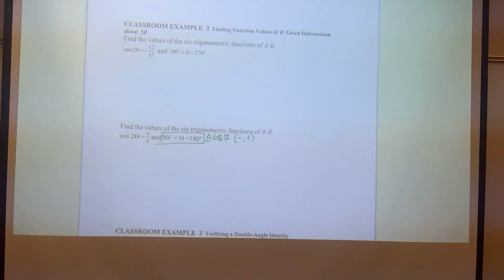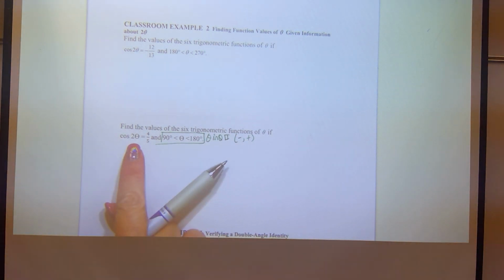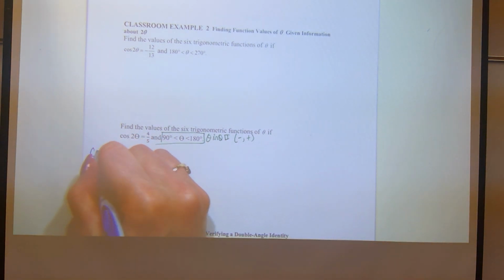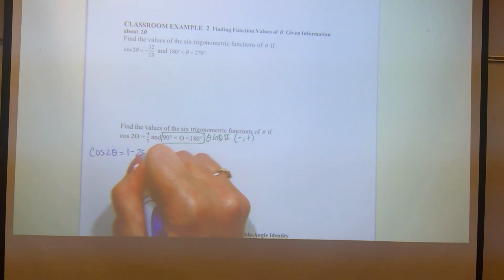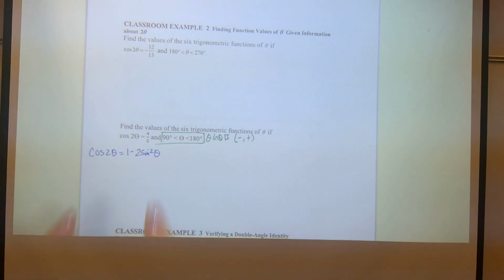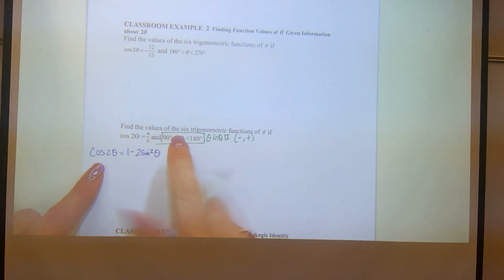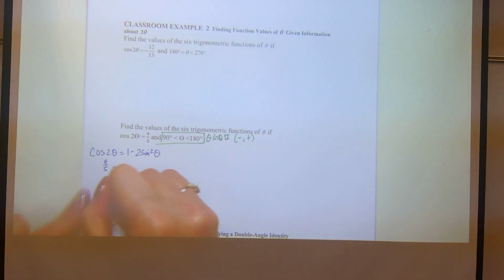I need to start with one of my double angle cosine identities because that's what I know, and one of them that just uses one other identity. So I'm going to pick that second double angle cosine identity. I'm going to say cosine of 2 theta is equal to 1 minus 2 sine squared theta. And I was given that cosine of 2 theta is 4/5, so I plug that in.